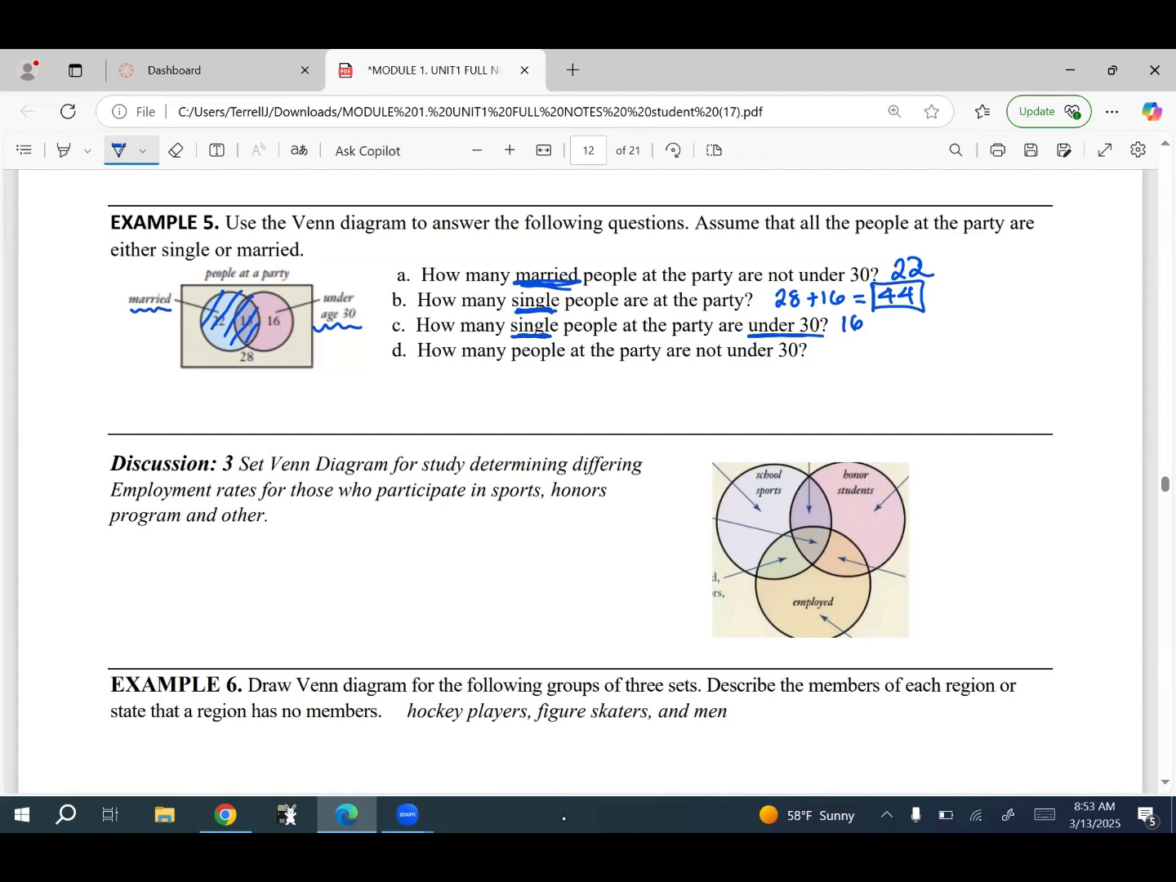And then last, how many people at the party are not under 30? Okay, so not under 30 is what I'm looking at. So I don't want to focus on this circle because that's under 30 and I want not under 30, which means over 30. Well, and we don't care about relationship status. It doesn't say they have to be married or single. So that leaves us with these two values, 22 plus 28, and that is 50.